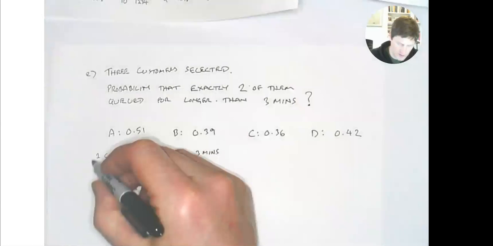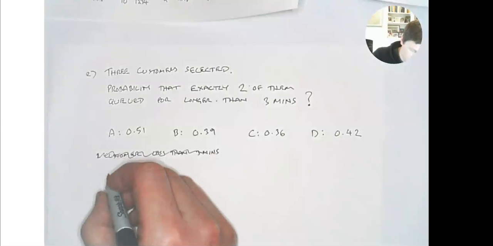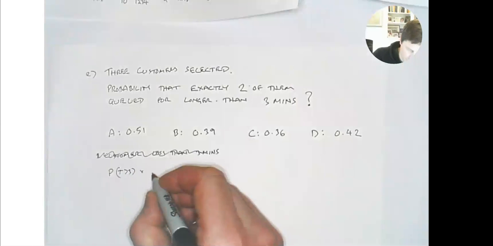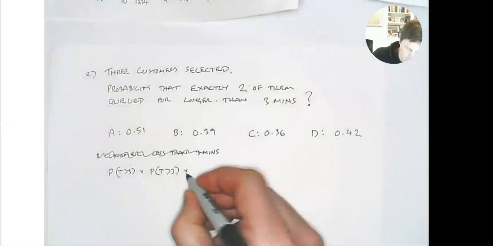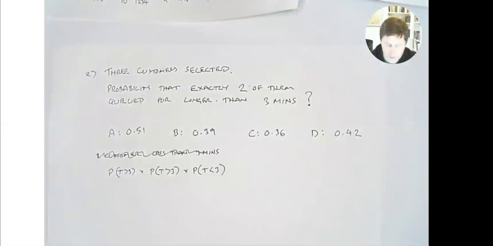Oh, that's not going to help. Won't do it that way. So if 2 customers queued for more than 3 minutes, then the probability of one of them doing it, multiplied by the probability of another one of them doing it, multiplied by the probability of the one that didn't queue for more than 3 minutes will be that. So it's exactly 2 of them queued for more than 3 minutes.